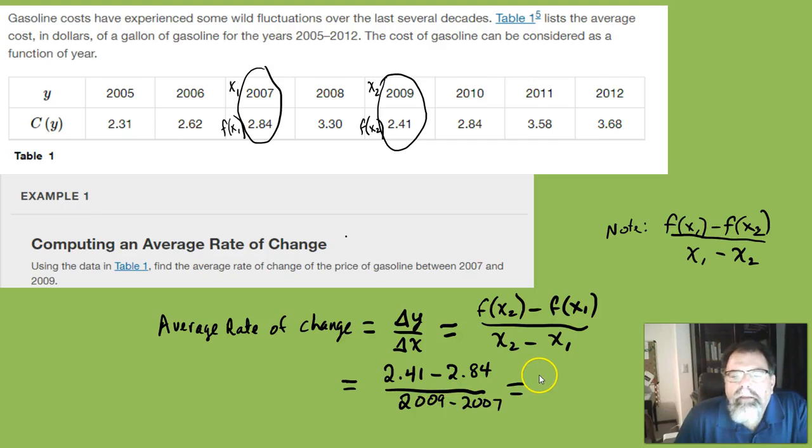And so that will get us negative 0.43 divided by 2. Punch this in your calculator and you get negative 0.215. They rounded it to the nearest cent, so we're going to put the dollar symbol, 0.215, but then round it to negative 22 cents per year.